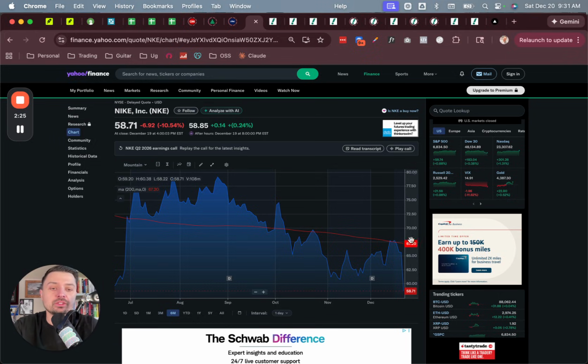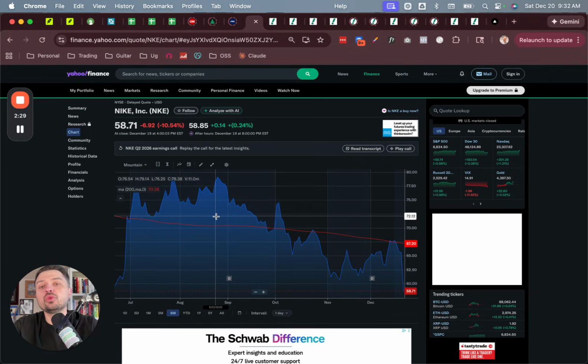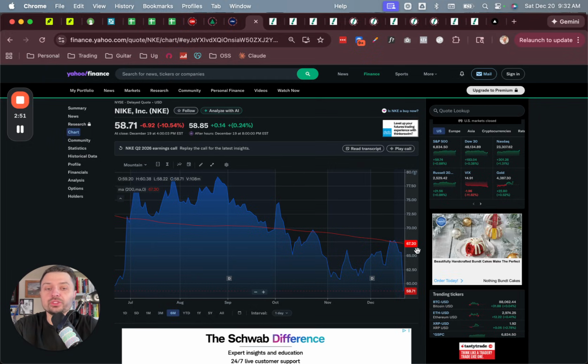Now you're going to see this little line come across our screen, and that is now our 200-day moving average, the average that the stock has traded for the past 200 days. This is a key support and resistance level. Right now, obviously, with Nike as our example, we could see that its 200-day moving average is $67.20, and it's currently trading at $58.71, right? Far below, about $10 off of its 200-day moving average, right? Very, very good. I like that, right?